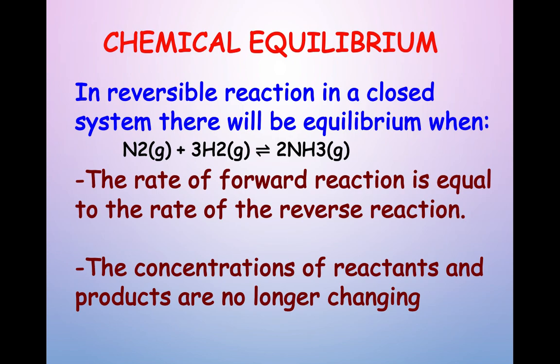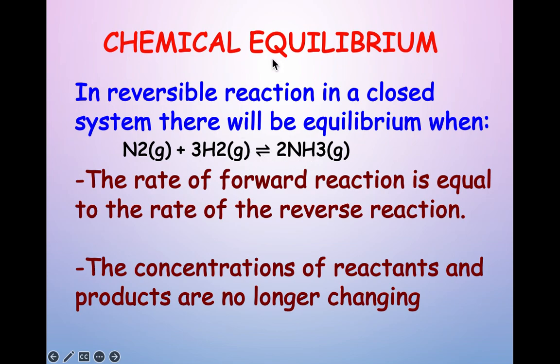Hi everybody. We're going to discuss chemical equilibrium and reversible reactions. In a reversible reaction in a closed system, there will be equilibrium. Of course, we have types of reactions. Some of them are called reversible reactions. They have these symbols of arrows, a forward and a backward arrow.